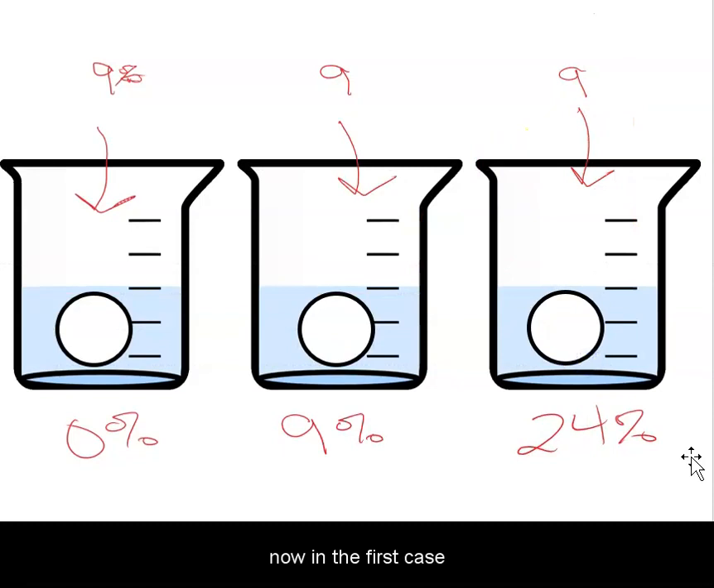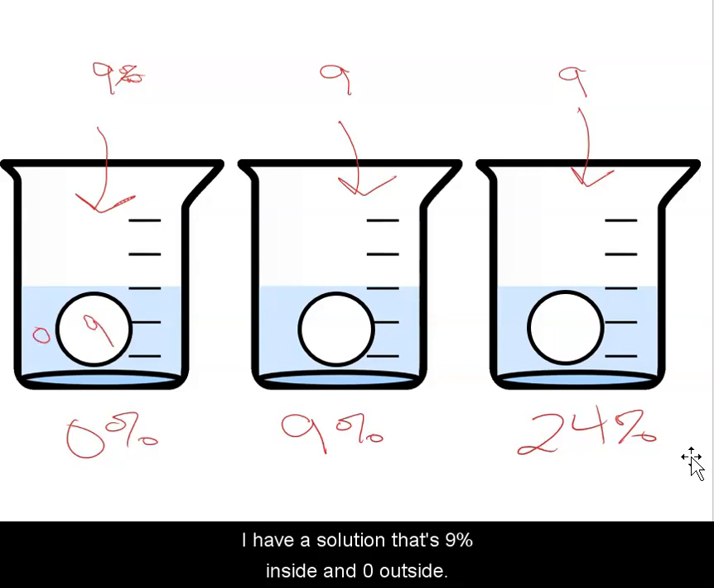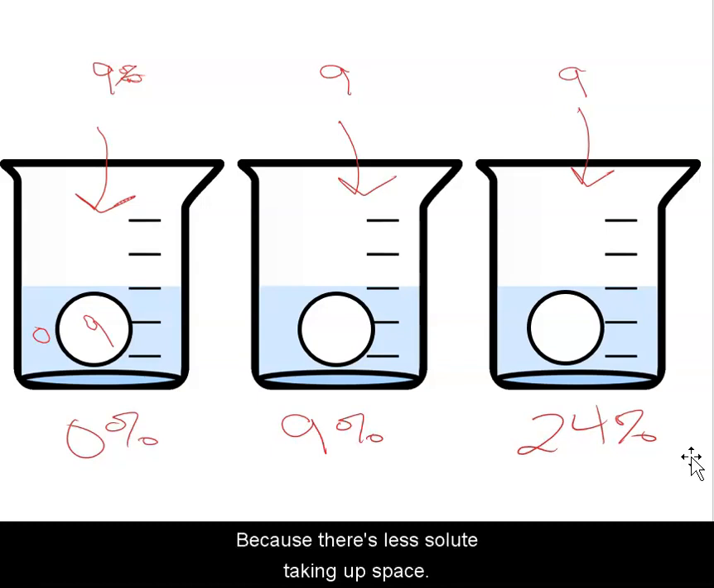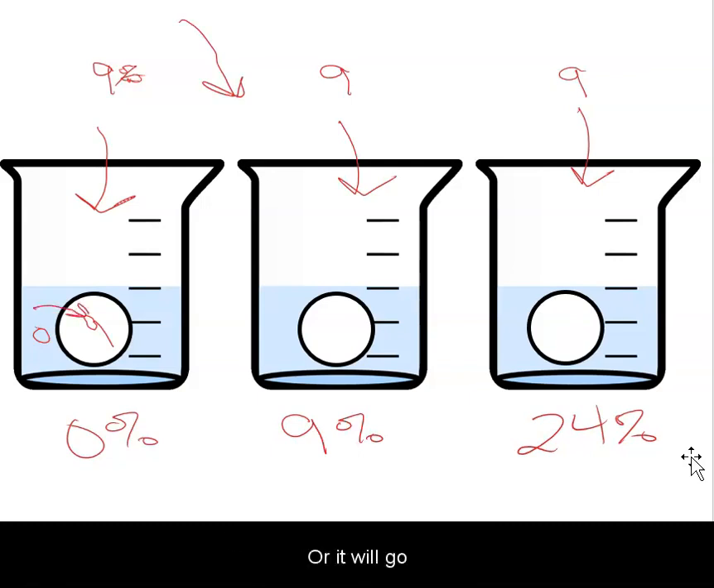now, in the first case, I have a solution that's 9% inside and 0 outside. So there's more water outside the cell because there's less solute taking up space. Water, like any other molecule, always wants to move down its concentration gradient. So the water will want to go to where there is less water, or it will go into that cell.